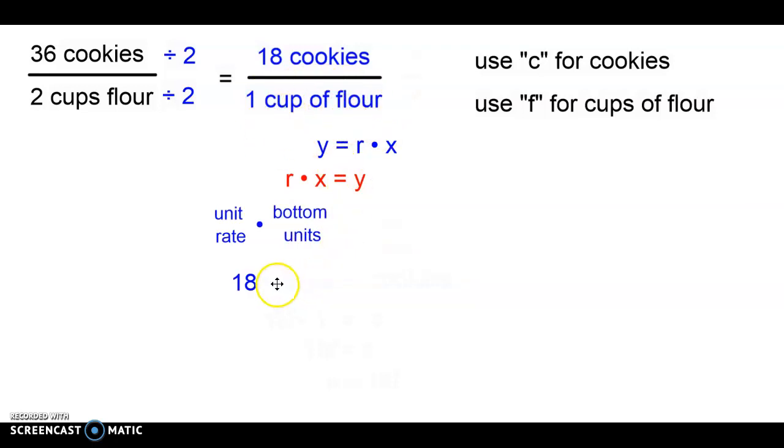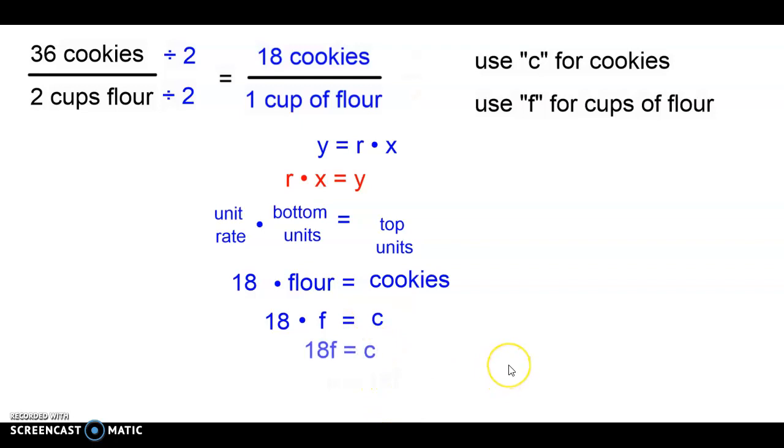In this case, that is the amount of flour, so it's going to be 18 times the amount of flour. And when you multiply these, you get your y values, which are the top units of your unit rate. In this case, a word that represents the top units would be cookies. Substitute variables in place of those words, and you come up with 18 times F is equal to C. Simplify it further by dropping the dot, you get 18F is equal to C. It's important that you recognize that is the same equation as C equals 18F.